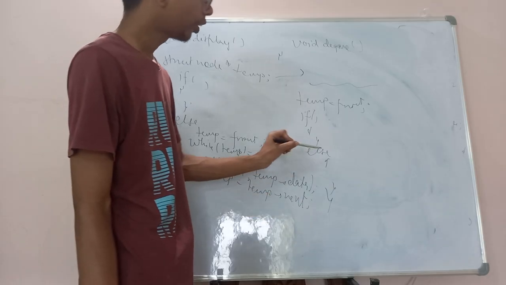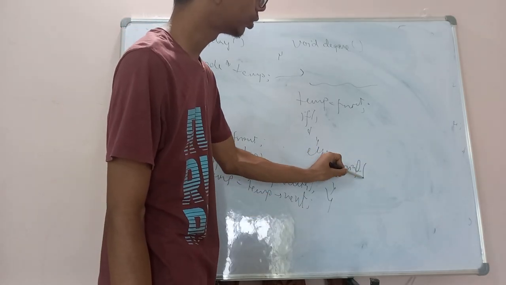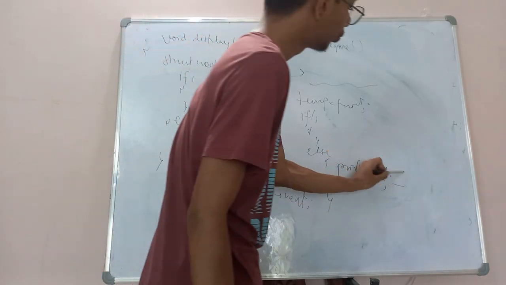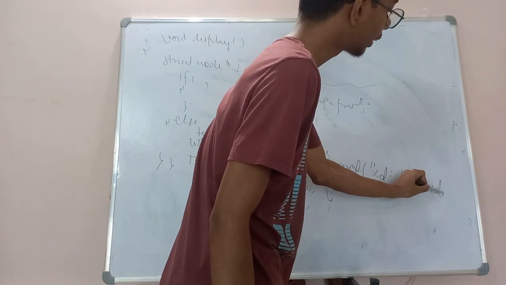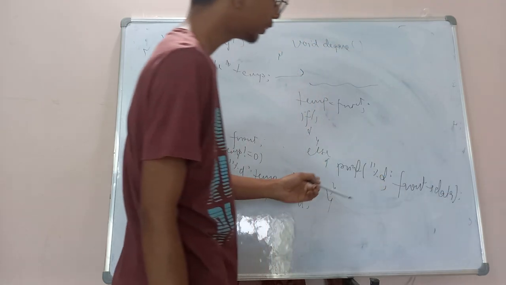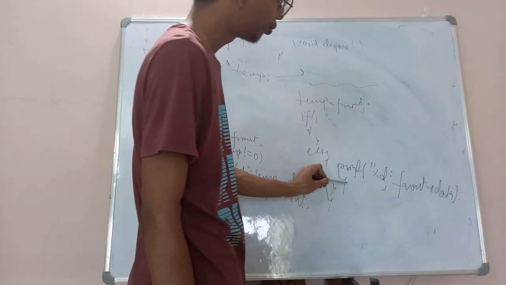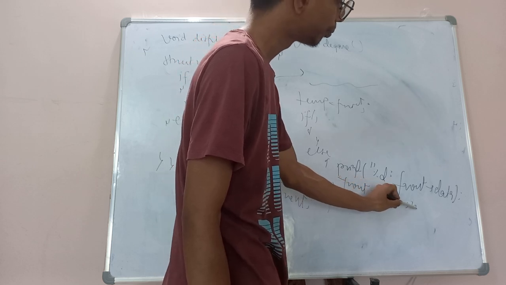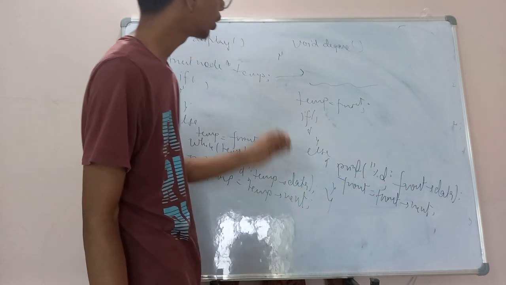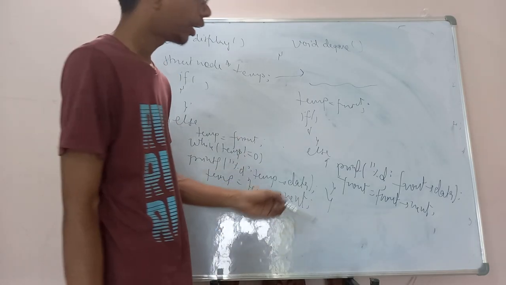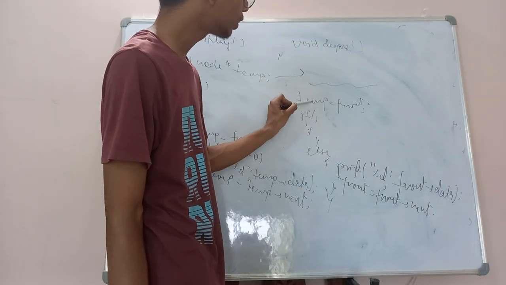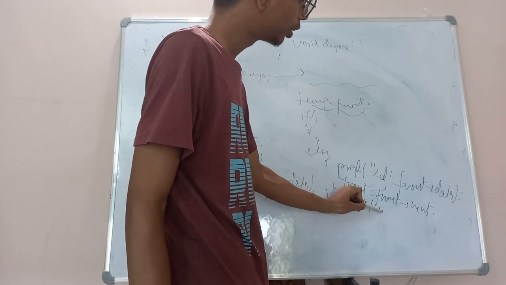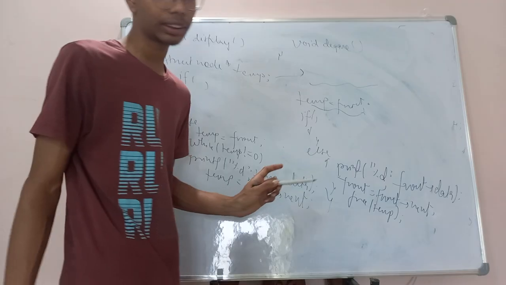So what I will do, I will write printf %d, right? What I will write, front, it will access the data part, it will print that thing, and then I will make front go ahead by accessing the next part. I will make my front point toward the next node, right? And the temp is pointing towards the front. So I will write then free temp. So that particular node will be deleted, right?